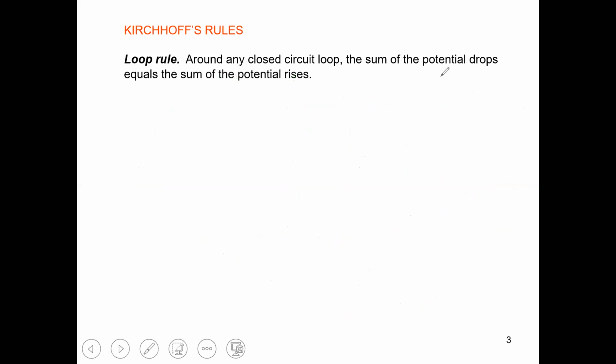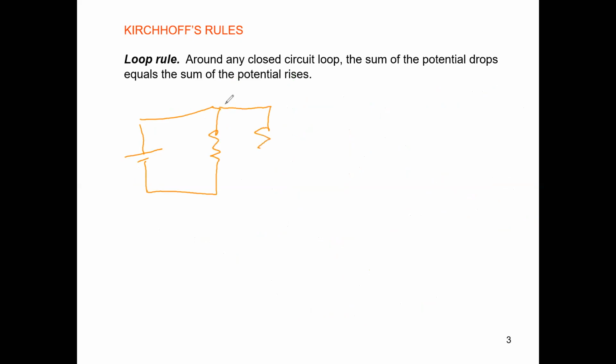Okay, the next rule is the loop rule, and this rule says that as I work my way around a loop in the circuit, the voltages are going to sum to zero. Let me go here and draw in a resistor there, a resistor there. So this is the same circuit that we had on the last one.